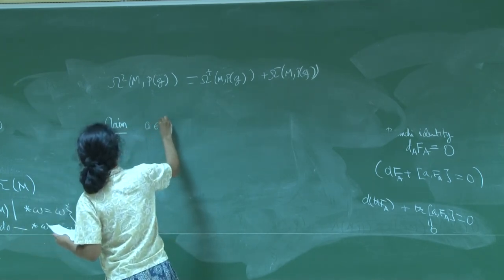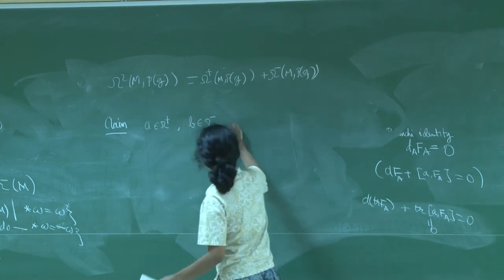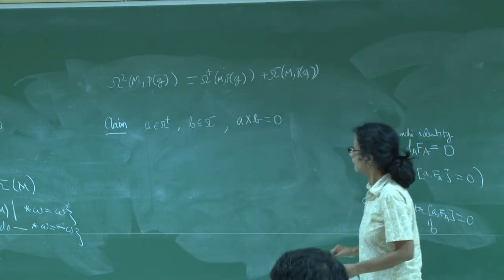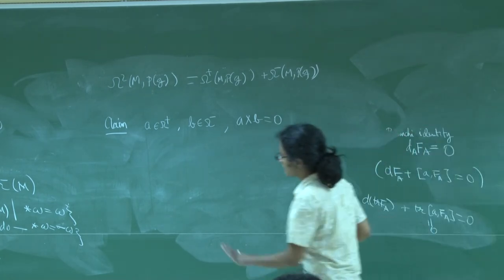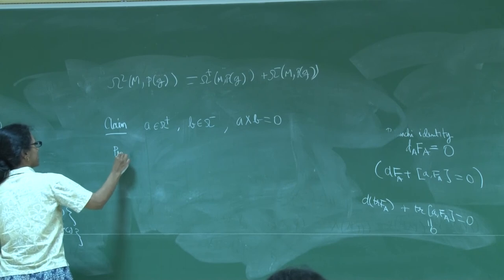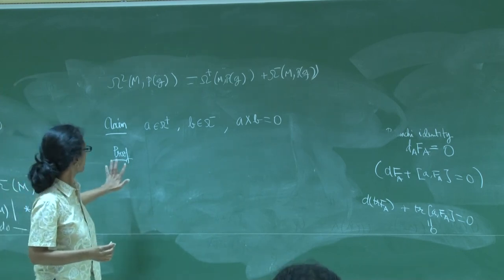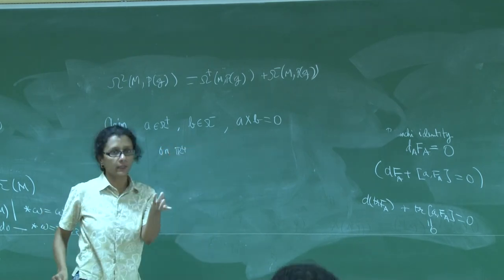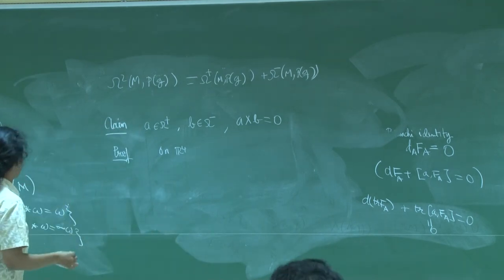If you have a form in omega plus and a form in omega minus, then the wedge is zero. Maybe since we are seeing all this for the first time, it's worth it, because I also get a chance to write down some general formulae. So let me just move it to R4. But since it's a point-wise calculation, it doesn't matter. At any point, you can take a right frame.